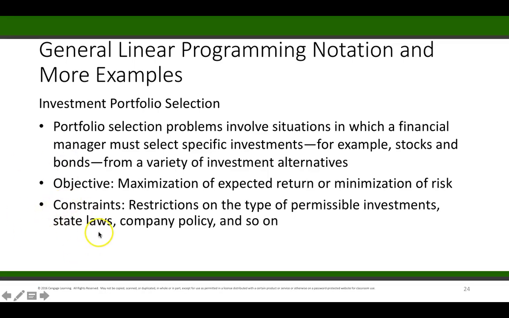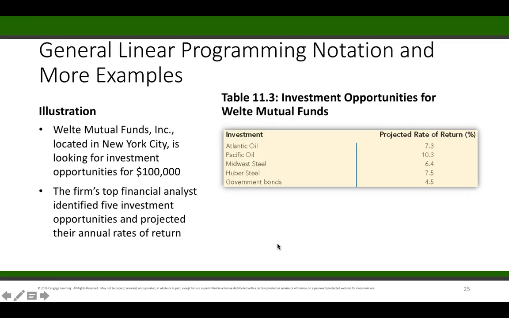Okay, so let's look at the problem. The portfolio selection problem involves situations in which a financial manager must select a specific set of investments. The objective is usually to maximize the expected return or minimize risk. Those are the two usual objectives that you come across. And the constraints are usually what type of investments are permissible, and maybe your client wants a diversified portfolio and has a lot of constraints based on that. So all of that needs to be taken into account. Let's look at an example.